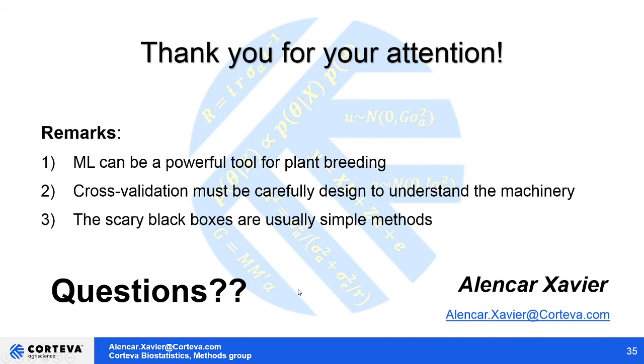So at last, just to reiterate, during the presentation we saw that machine learning is a very powerful tool. It can be applied in various aspects of plant breeding. We went through and discussed a little bit about cross-validations and some considerations we have to have once we are designing the cross-validation system, and how that helps us understand the machinery, its weaknesses and strengths, and what type of information is being captured. And last, even the scariest black box, the deep neural network, can be easily broken down into simpler machines. I hope you have enjoyed this talk, and thank you very much.